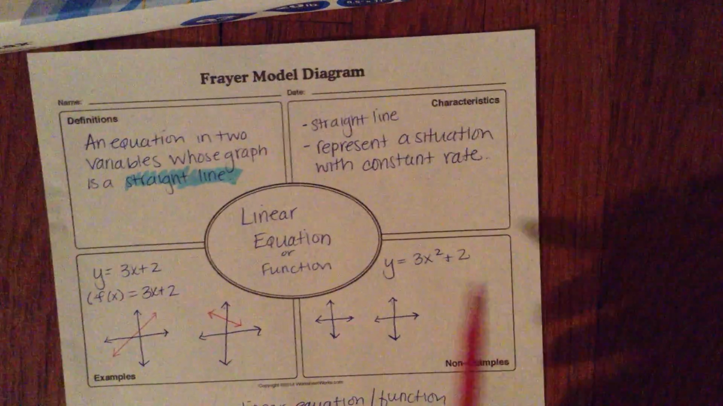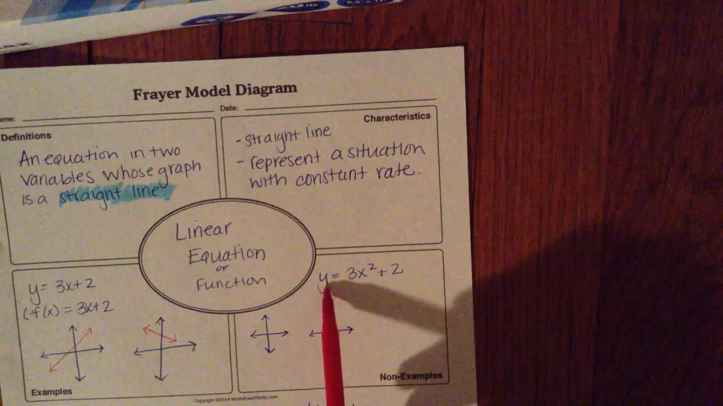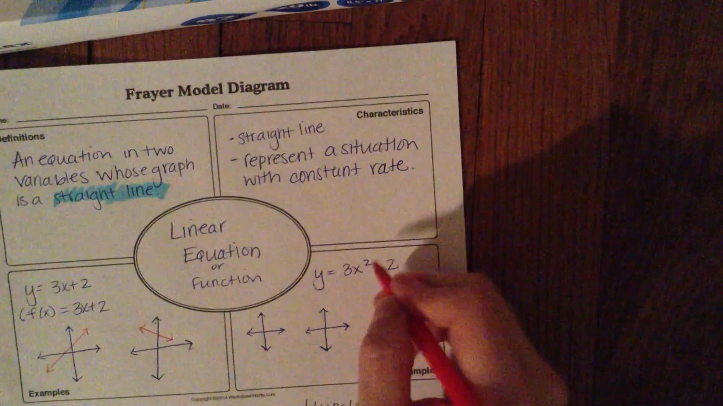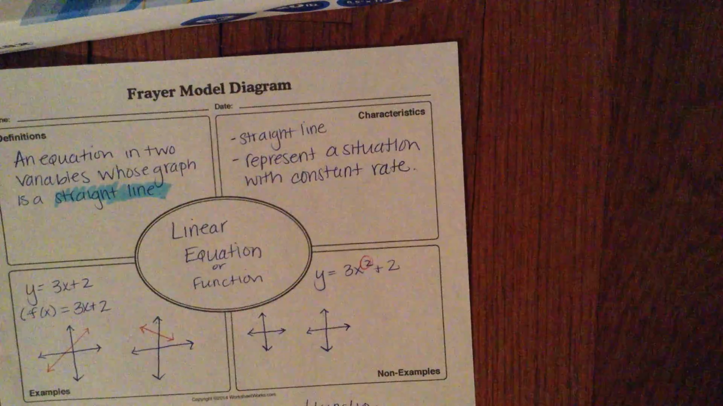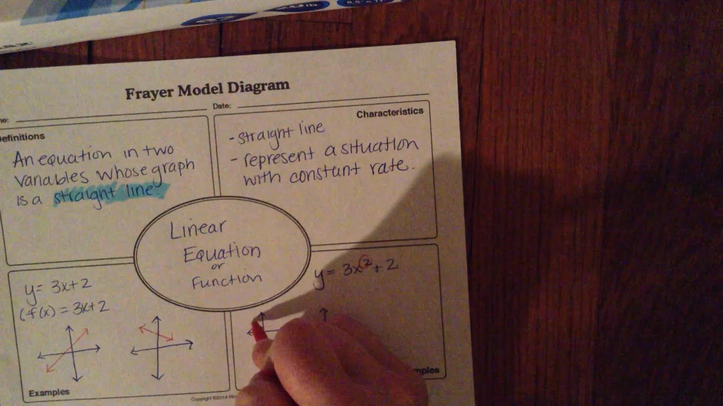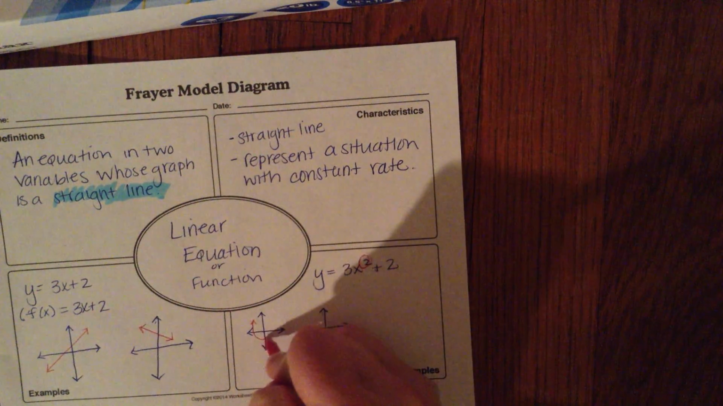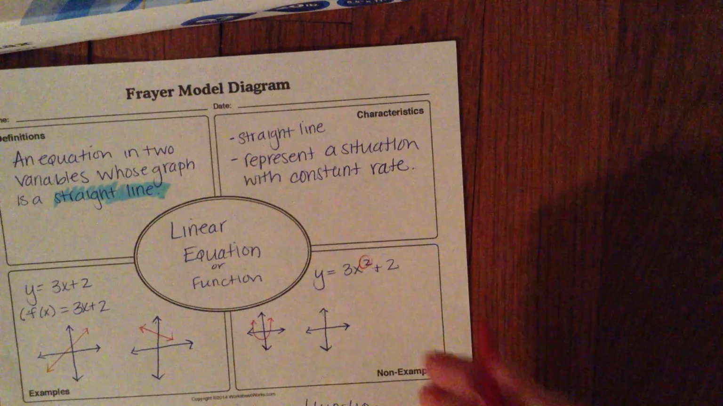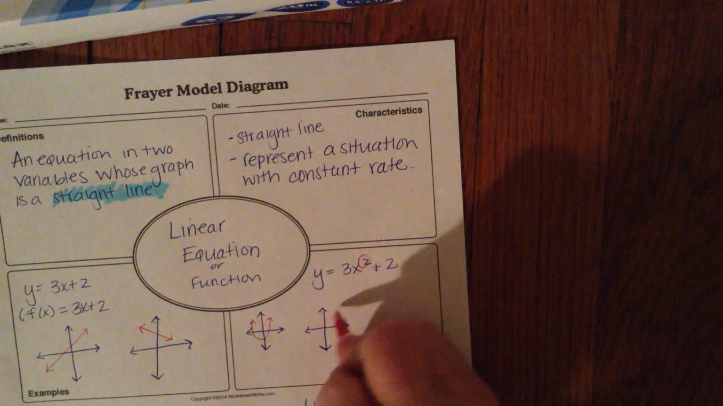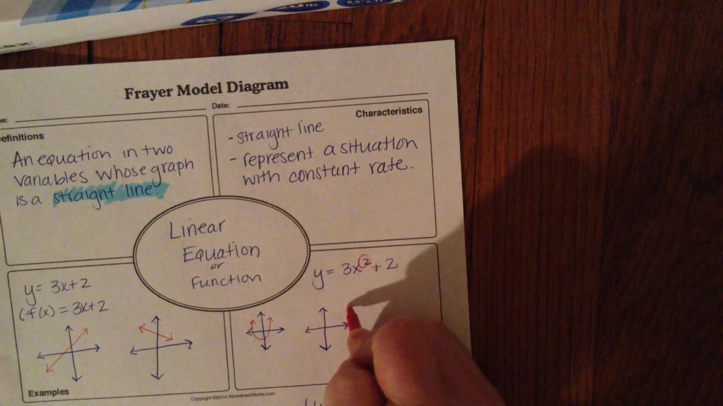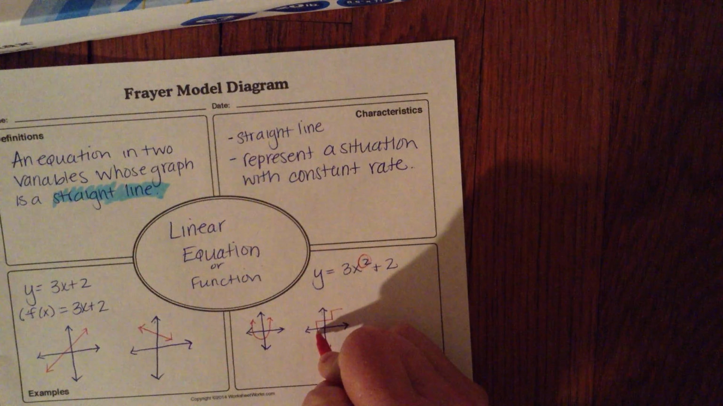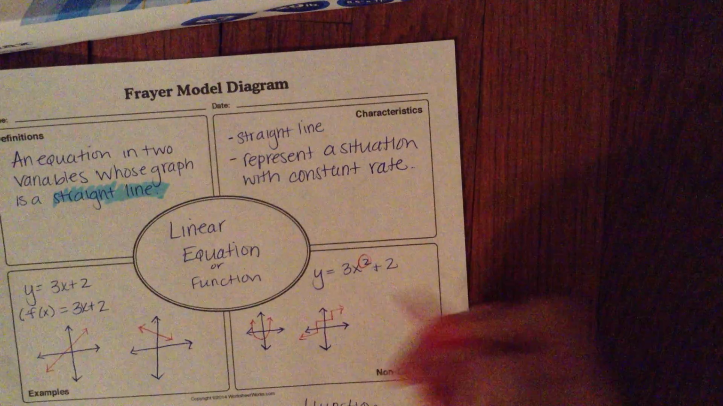A non-example written in standard form is y = 3x² + 2. If you notice, there's an exponent here, so that's not a linear equation. What a non-linear equation would look like on a graph would be something like this. This is a parabola, or anything zigzag. That would not be a linear equation.